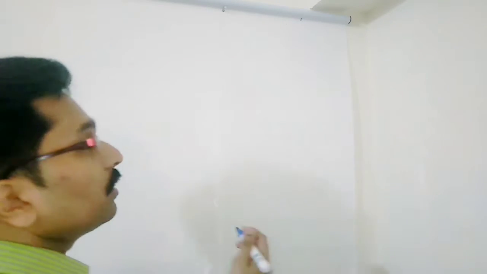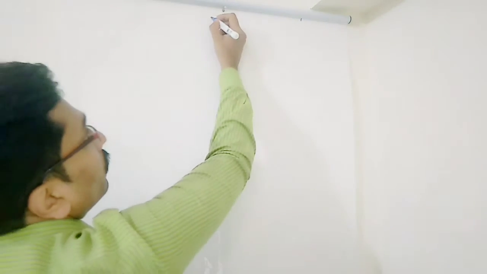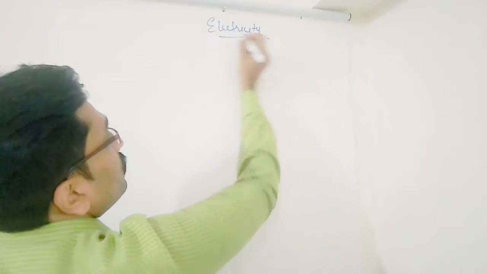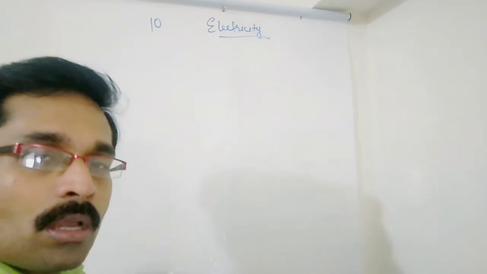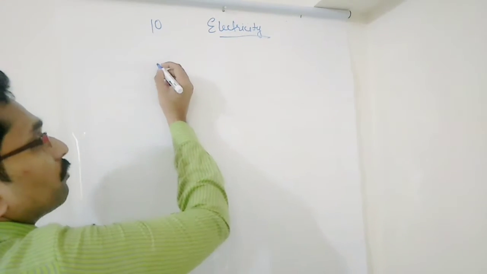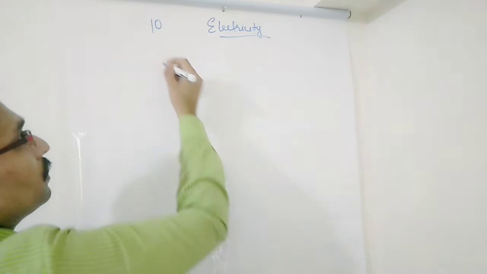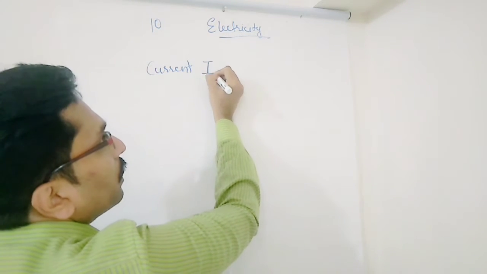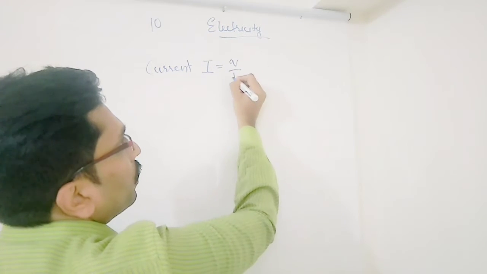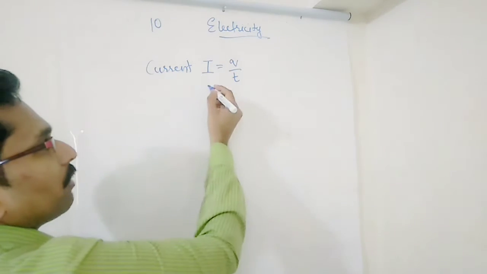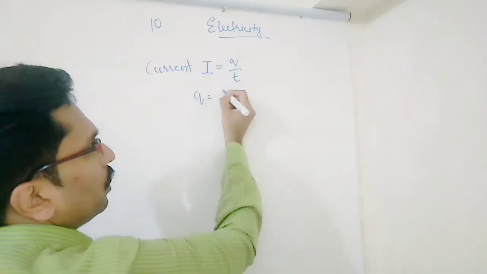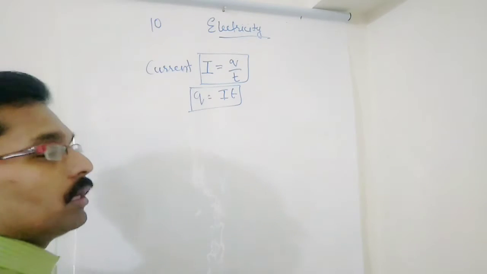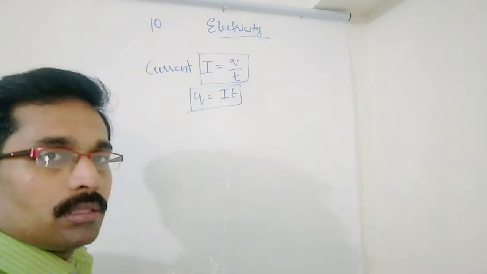So today's topic is the grade 10 electricity chapter. The last time we discussed small topics of this. Today I am going to tell you about a few other topics of this chapter. That is current. We already know that current is denoted by capital letter I is equal to Q by T. And we have found another equation, that is Q is equal to IT. So these two equations we have, and I think there was no doubt in this class.